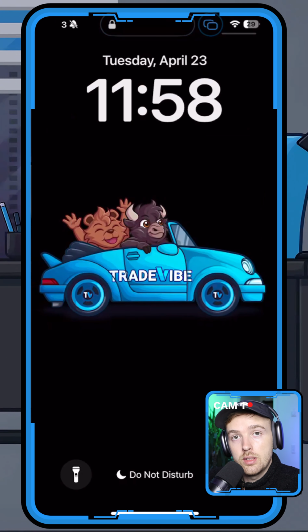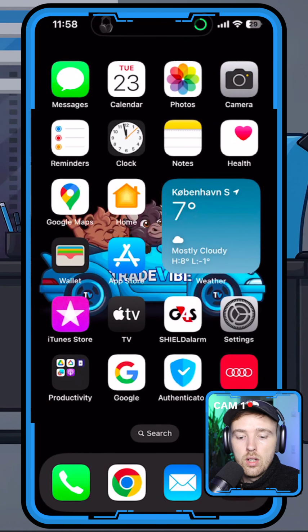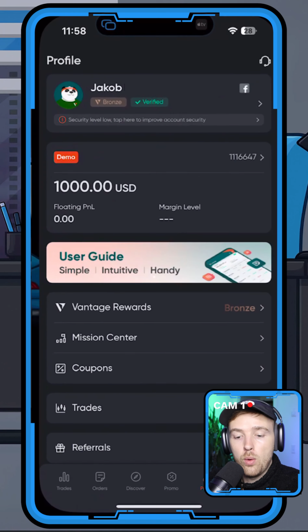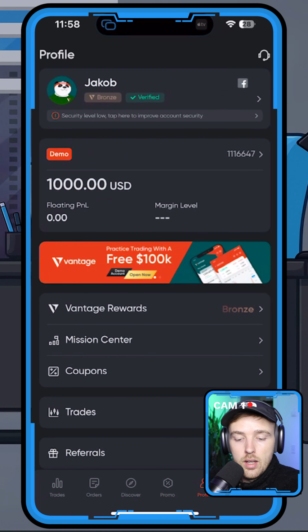to use and download the Vantage platform for you to trade on. So let's just get started here. I'm going to go to the App Store or Android market. I think it's pretty much the same. Search for Vantage and then download the Vantage all in one app. I already have it and I'm already logged in, so I just go ahead.